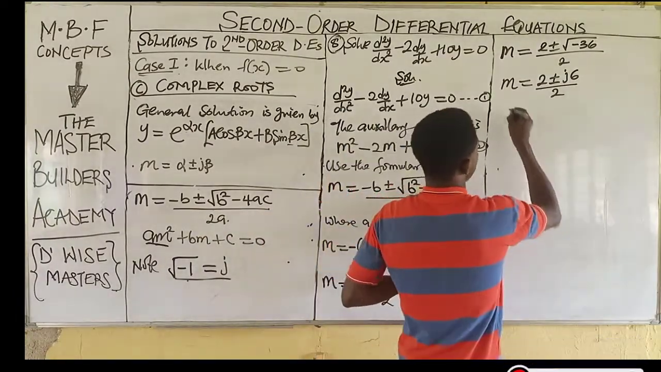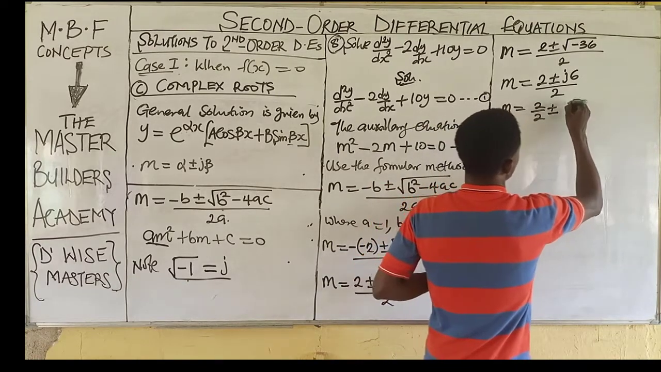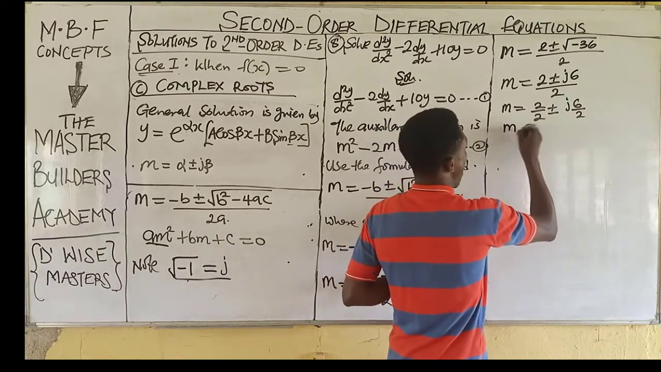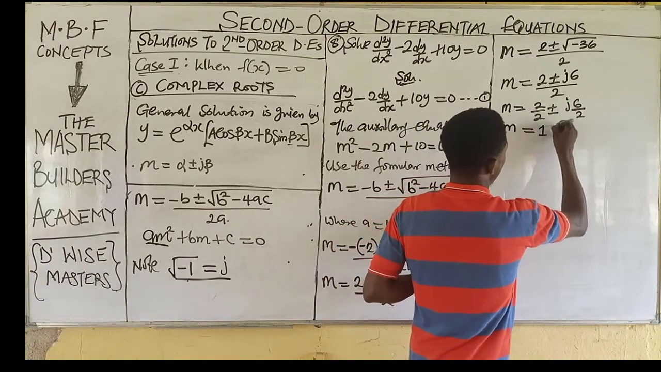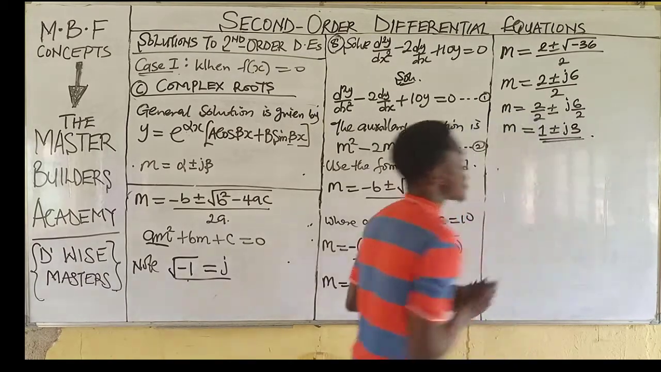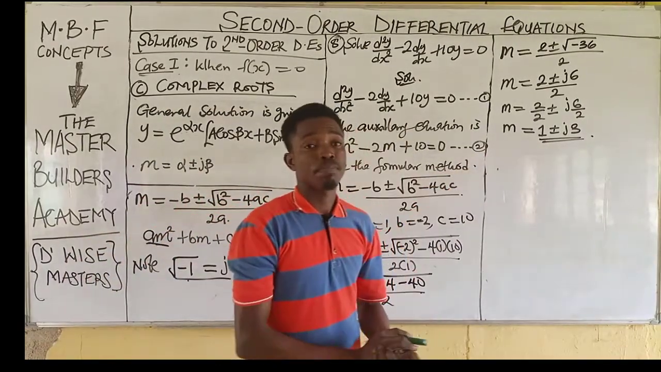Then at this point, we can now split this. m is equal to 2 over 2 plus or minus j6 over 2, which is the imaginary sign. And therefore, m becomes 1 plus or minus imaginary sign of 3. This is the answer for m. These are the values for m.